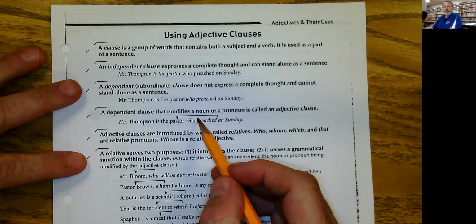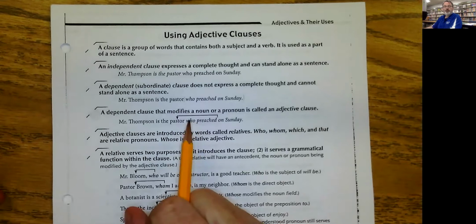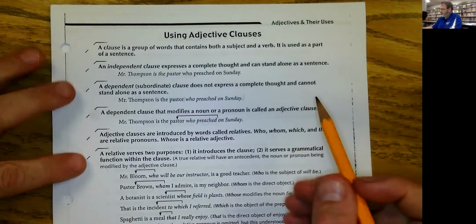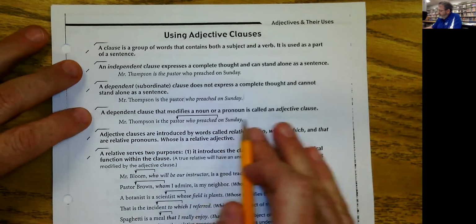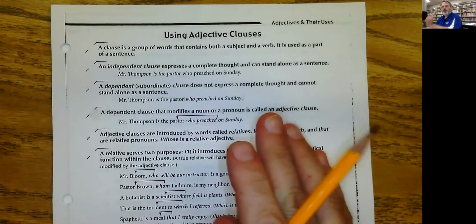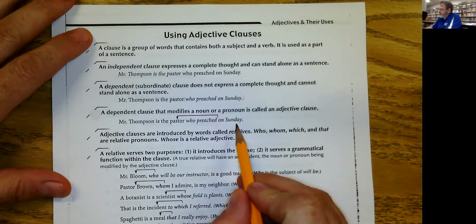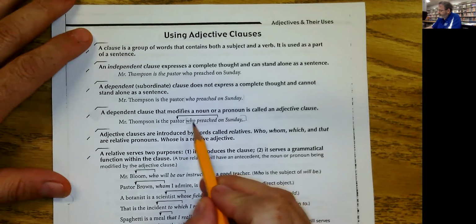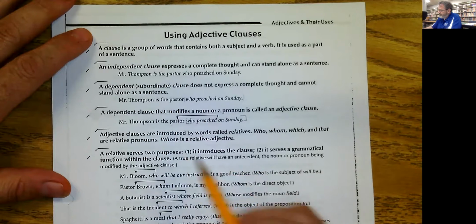But if I walked up and said, who took my basket of fruit? That's not a complete thought. So anyway, excuse me. The dependent clause that modifies a noun or a pronoun is called an adjective clause. So the whole clause is being used as one adjective. Mr. Thompson is the pastor who preached on Sunday. That whole clause right there, subject, verb, prepositional phrase, this clause is the adjective describing pastor.